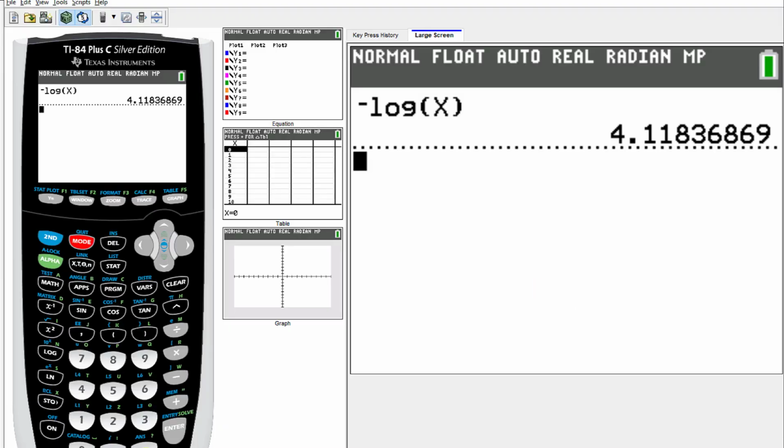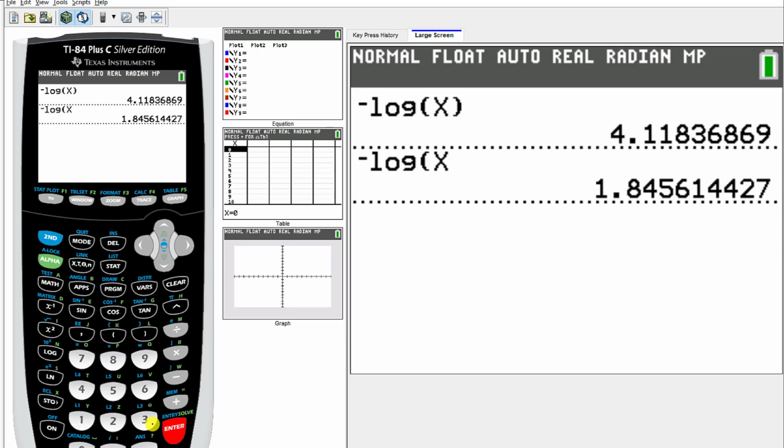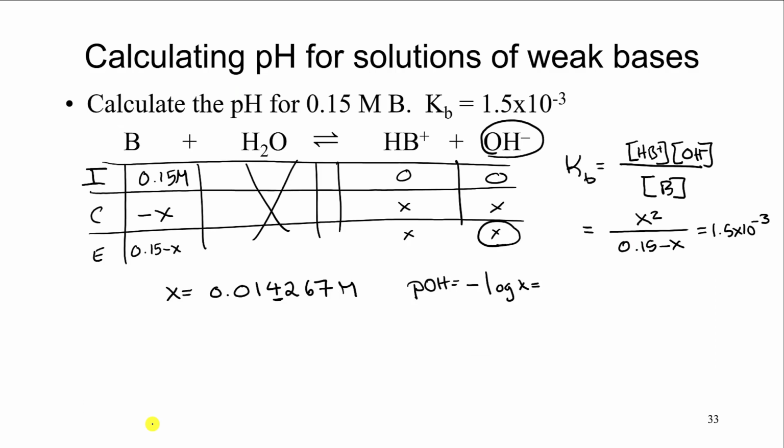So again, I'm just going to go to the calculator, negative log, and then I'm lazy. I don't want to write the number down. I'll hit enter, and it's 1.846. So 1.846. And then pH is just 14 minus that value. And that's 12.154. Now I have 2 sig figs, so then I'll worry about it down here. So that's 12.15.